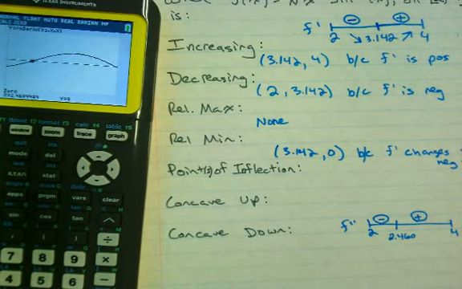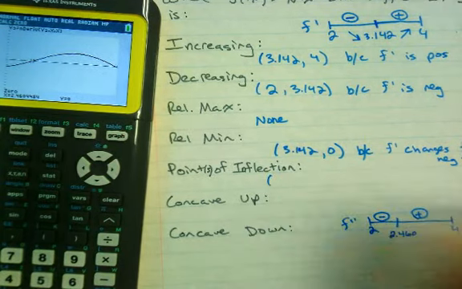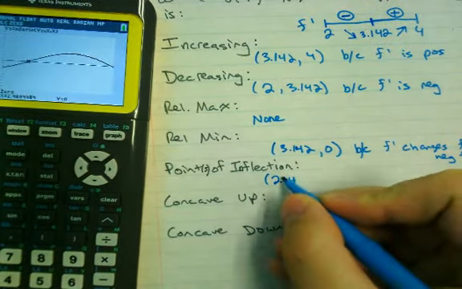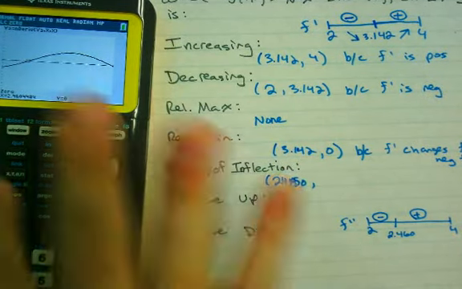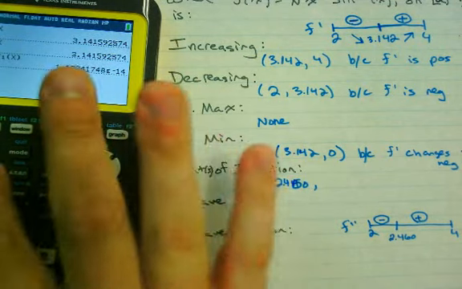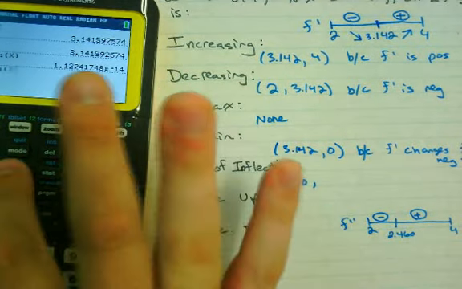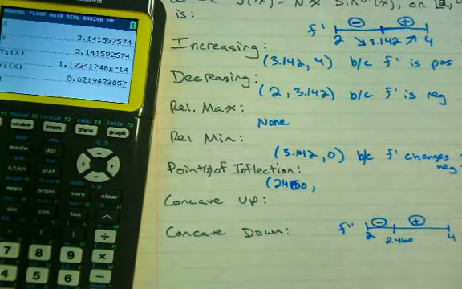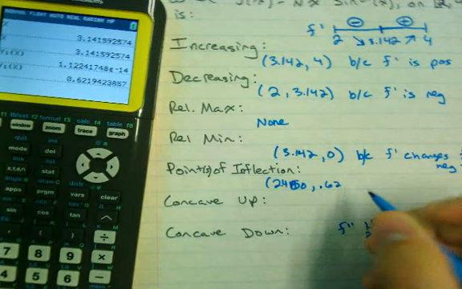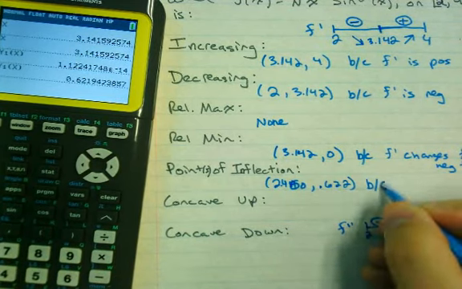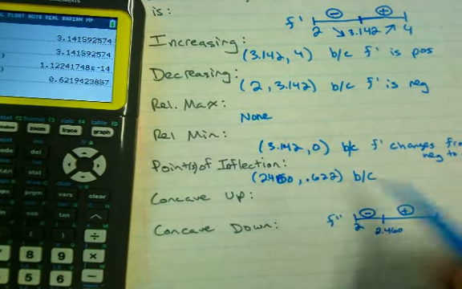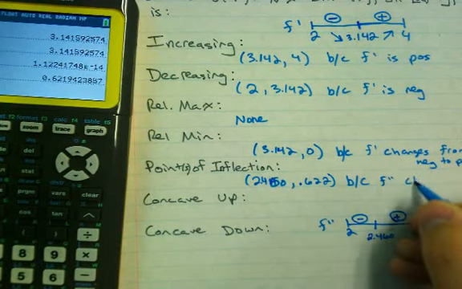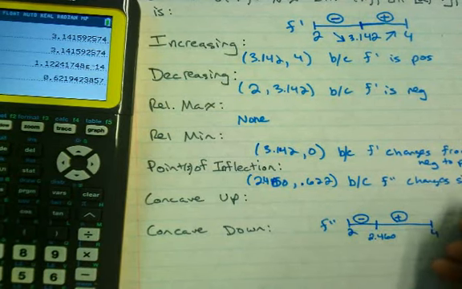Is that going to be a point of inflection right there? Yes, why? It's a sign change. So it's going to be 2.460, comma. How can I find the y value? Go to your home screen, second quit, pull up y1. I care about the y1 value. And this x value, by the way, is going to be different than the one we just had because we just changed it. So it's going to be 0.622 if we round it. So that's our point of inflection, 2.460, comma, 0.622, because F double prime changes signs.